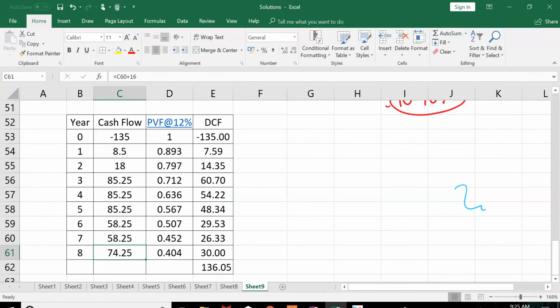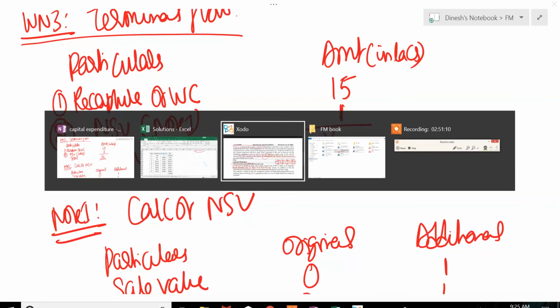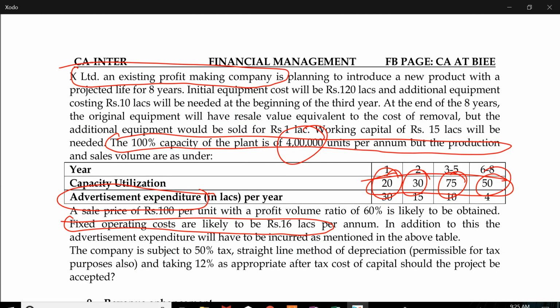Now write the conclusion. The company should go ahead with the project, as it generates positive NPV of 136.05. Clear? We'll end with this. We'll continue in the next class.